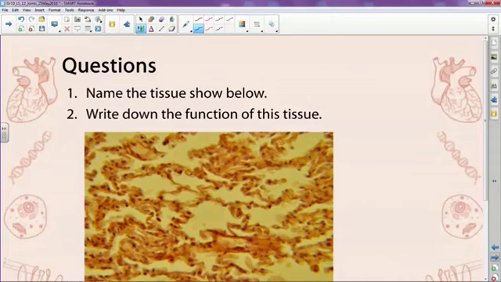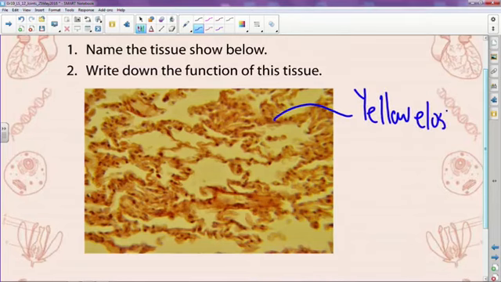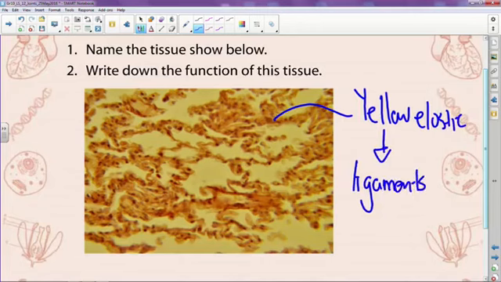The next one, the color might have given it away a bit. I'm hoping that it did. But what you would notice is, other than the color, we would see the fibers are not very definite. They look a little bit tangly, and that would be your yellow elastic connective tissue. And we're going to find those in our ligaments. And now if we look again at what a ligament is, there's this word again. Do you see how it keeps on popping up? It joins bone to bone.